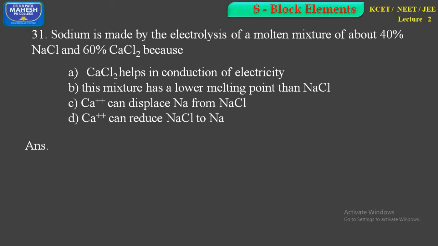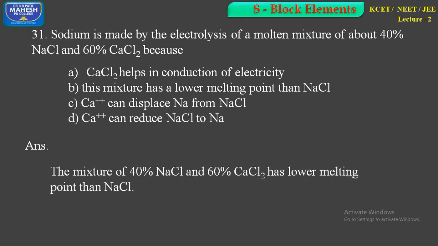Students, the mixture of 40% sodium chloride and 60% calcium chloride has a lower melting point when compared to sodium chloride. Thus, option B is the right answer. It is a mixture which has lower melting point compared to sodium chloride.